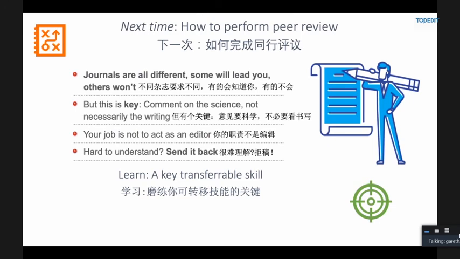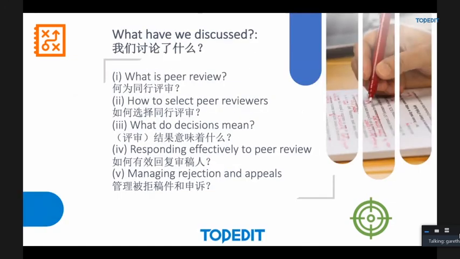We will teach you how to comment on the science, the academic content, not necessarily the writing. Your job is not to act as an editor. We will help you with this in our next presentation because constructively commenting on the work of other people is a key transferable skill. Very important for your personal and career development in any walk of life. It doesn't matter if you leave academia, in business, in any way of working, being constructive about the work of others is a critical transferable skill. We'll talk about that in our next presentation.